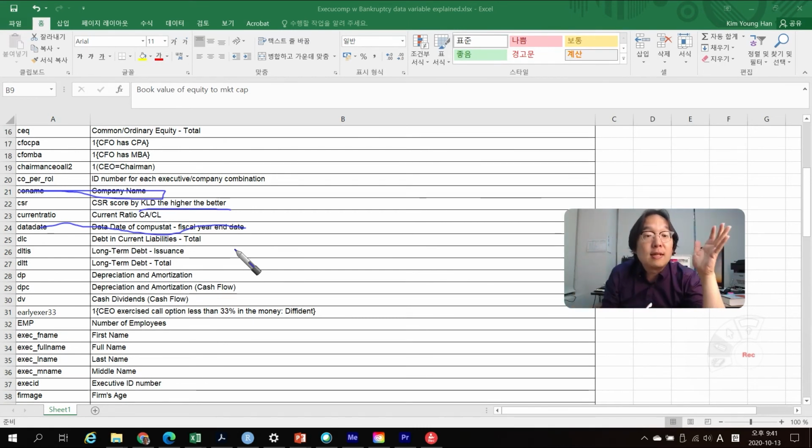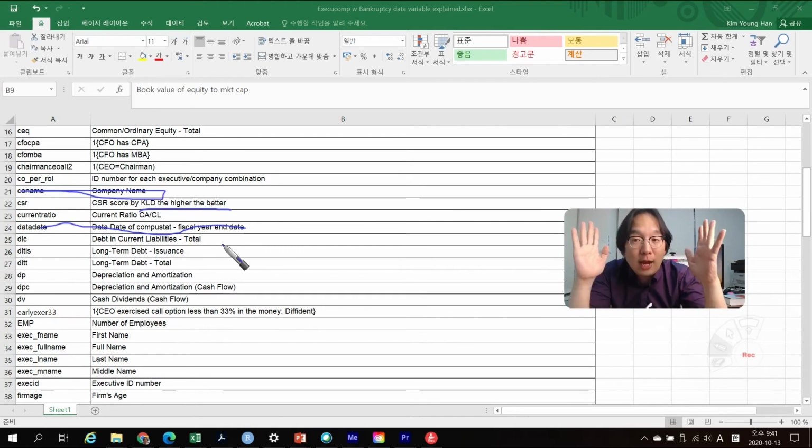DLC is debt in current liabilities. Isn't debt the same as liabilities? The answer is no. Why? Debt means interest-bearing debt, something you borrowed from the bank, or with a corporate bond issuance, or commercial paper, something on which you have to pay interest explicitly. Whereas liabilities is a whole bunch of liabilities together with the debt, including non-interest-bearing obligations like accounts payable, all those kinds of things.